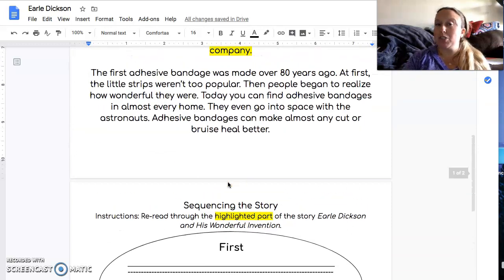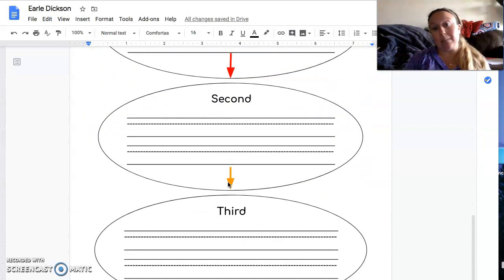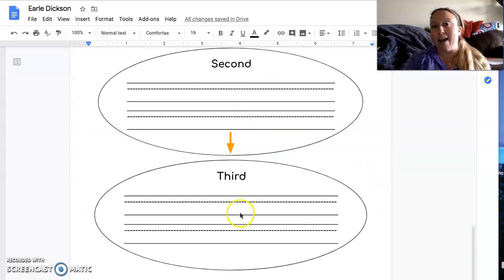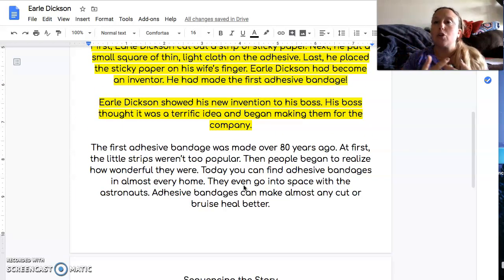Then we have second, and then third. So what I need to do is go in here and really figure out what happened first, what happened second, and what happened third. Now, there are not 3 sentences in this highlighted part. That means it's not giving me the answer. I'm going to have to put 2 things together to make 3 cohesive thoughts. If I was really crazy, maybe on the back of my paper, I might put a 4th bubble, and that would be okay. But it does stretch the mind to combine similar thoughts so that we can put things in order.